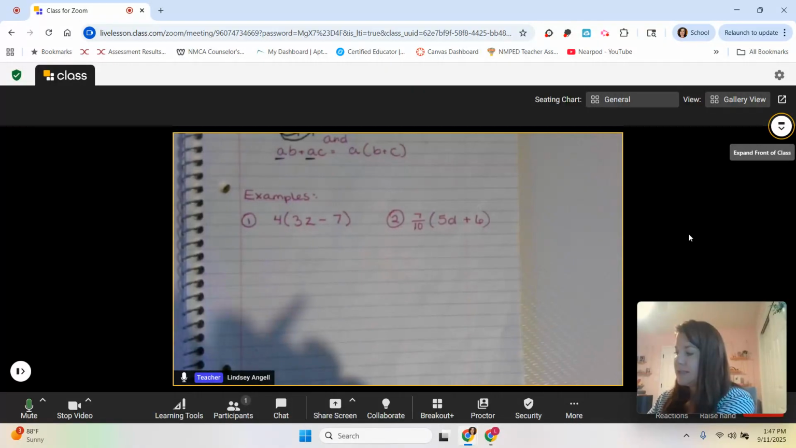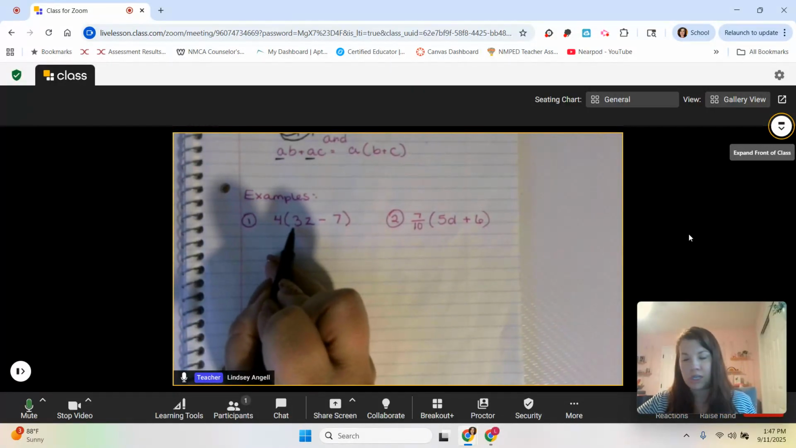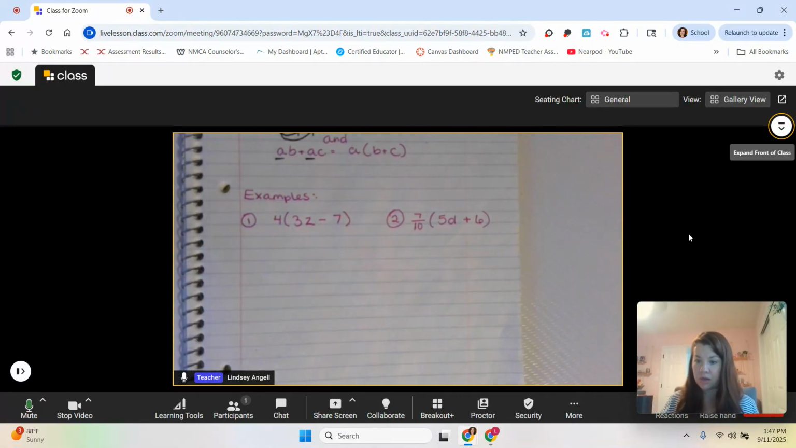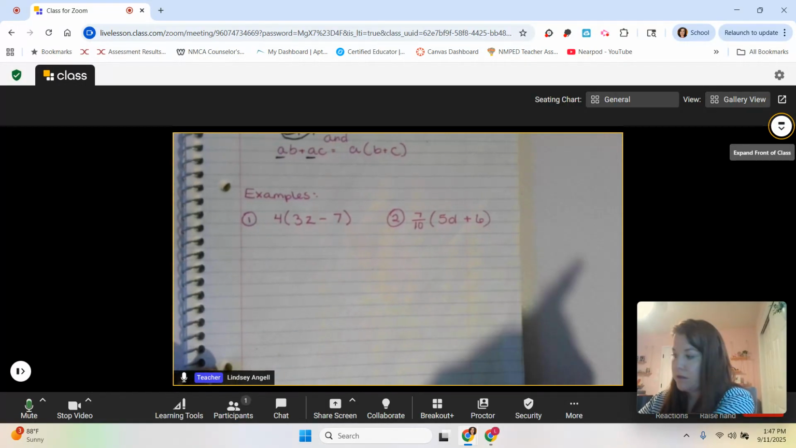So I tried to pull some with funky things in them. Like this one, we had a coefficient in here, so I chose that one. This one had a fraction, so I was trying to show some of the more complicated versions of this. But obviously in your lesson, there's a lot of examples as well.